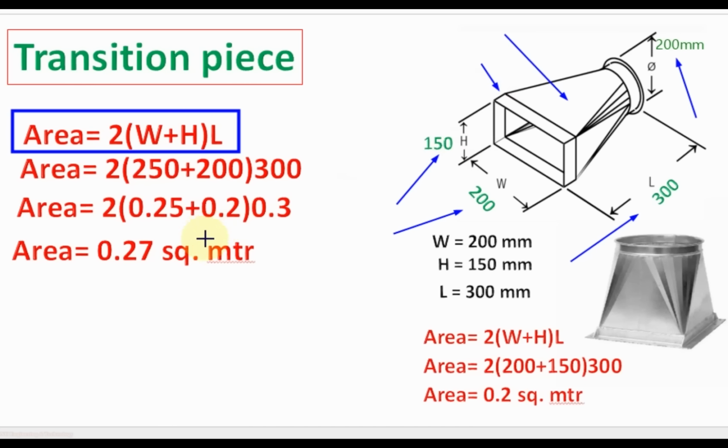Then the height will become from 150 to 200 and the width from 200 it will become 250. And when we apply this value in the formula, we get the area for this transition piece equal to 0.27 square meter.